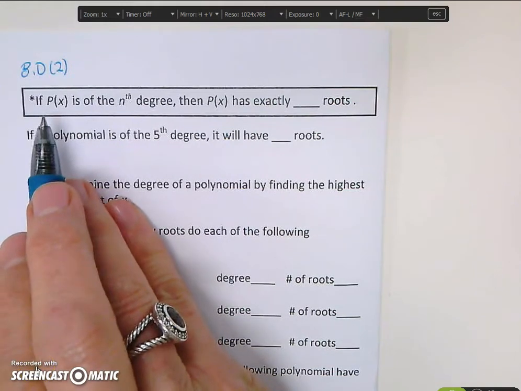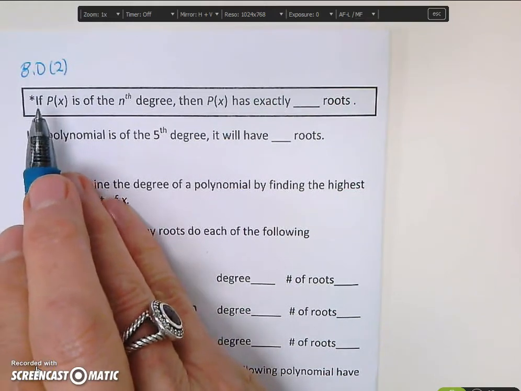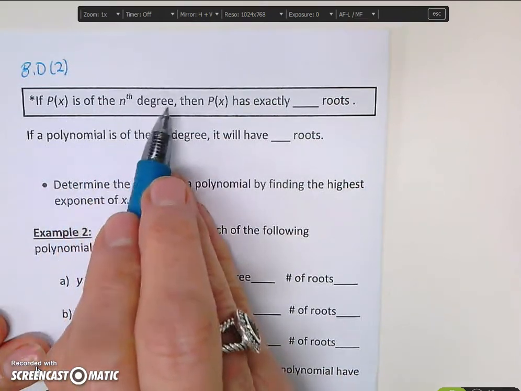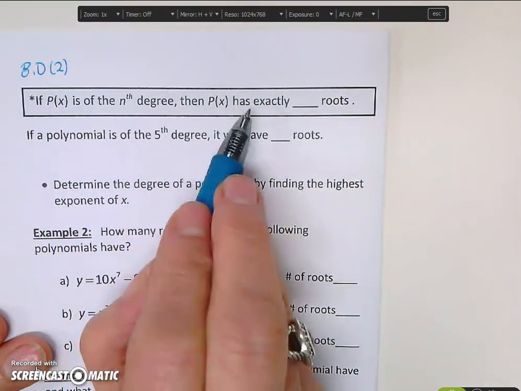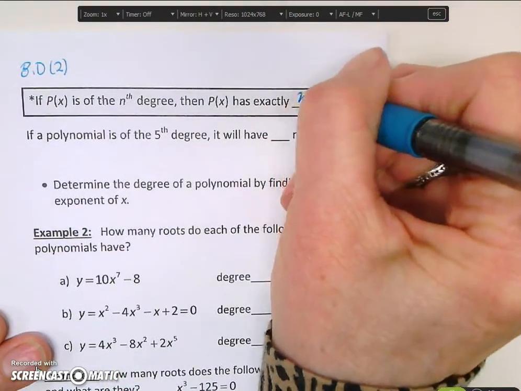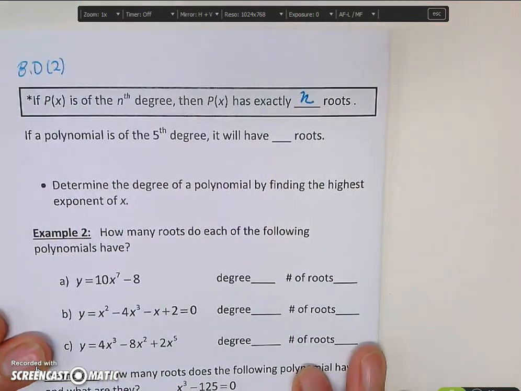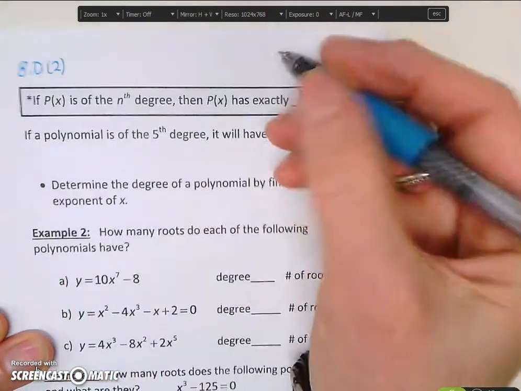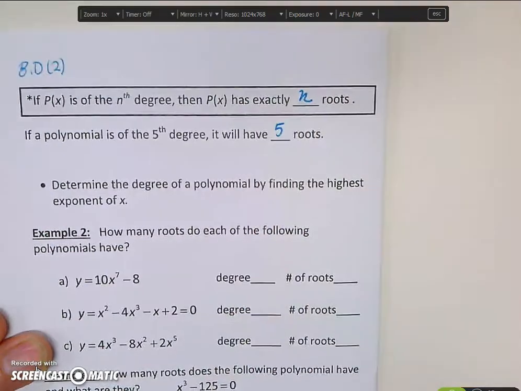Next, we have the fundamental theorem of algebra. If p of x is a polynomial of the nth degree, then p of x has exactly n roots. This was developed by Gauss when he was 22 years old, so not that much older than you are. And what that says is if a polynomial is of the 5th degree, it will have 5 roots.